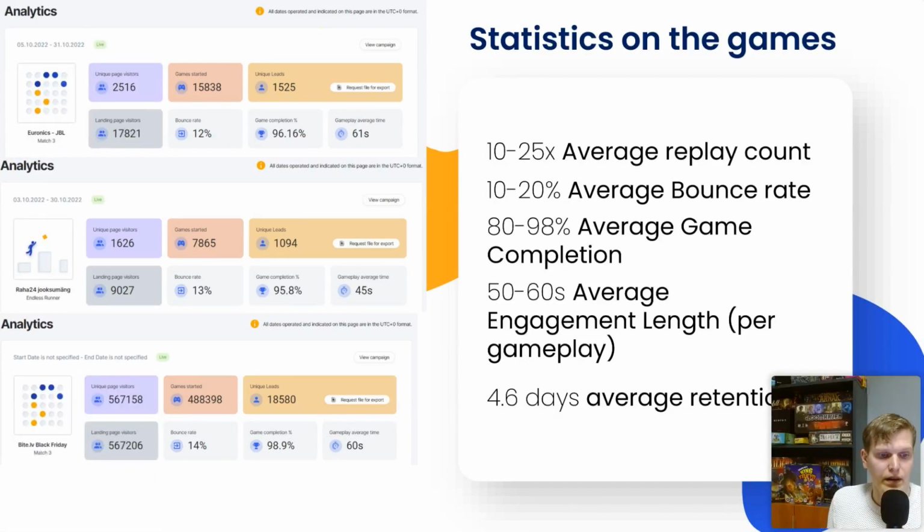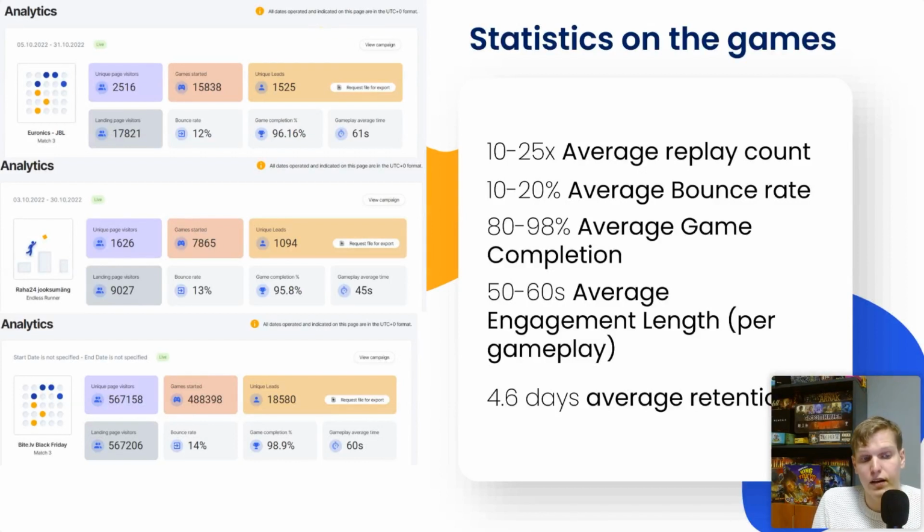Just a couple of analytics I took from the end of last year, from some campaigns that ended. You can see that the average replay count, the average re-engagement count for a player, is around 10 to 25 times. Now imagine you have a campaign where one person comes back 25 times to participate and be engaged in your branding. The bounce rate is 10 to 20%. I would say 10 to 25% is a good thing to expect. But if you're a marketer, you would know that a 20 to 25% bounce rate to a landing page that is a specific campaign is very, very high.